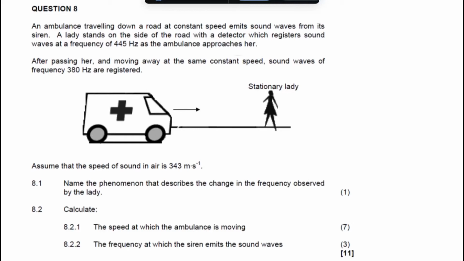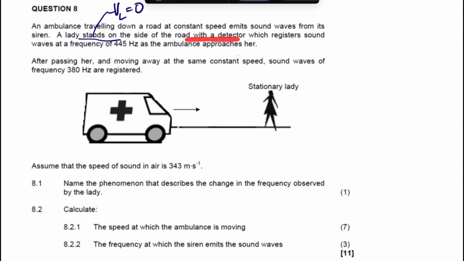Here's another question on the Doppler effect. Let's look at it. An ambulance is traveling down a road at constant speed and emits a sound wave from its siren. A lady is standing on the side of the road with a detector. That means the velocity of the listener is zero.